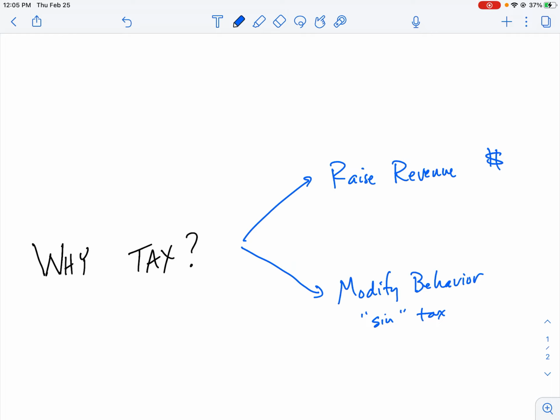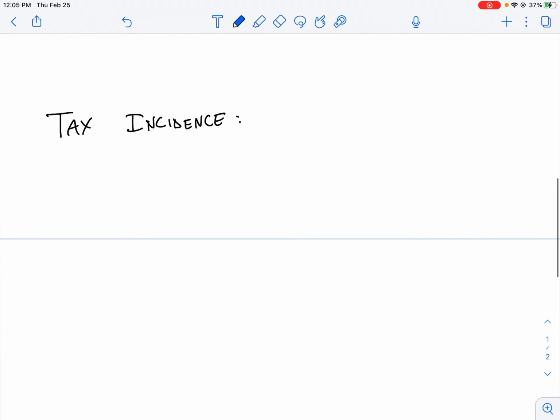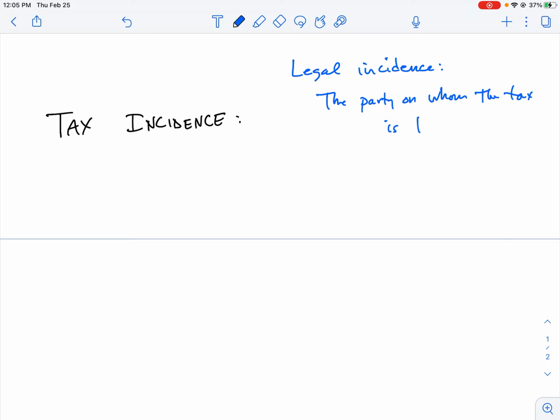So next up we need to talk about tax incidence. And we're going to talk about two kinds of incidence. Legal incidence. Legal incidence is the party who pays the tax up front, or let's say the party on whom, grammatically correct, the tax is levied. Who do you charge the tax to? They bear the legal incidence.